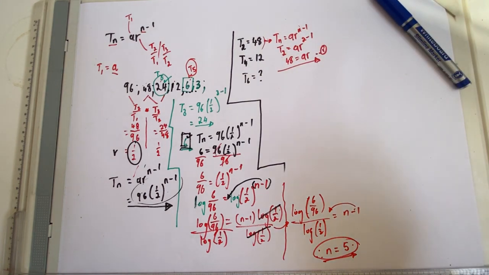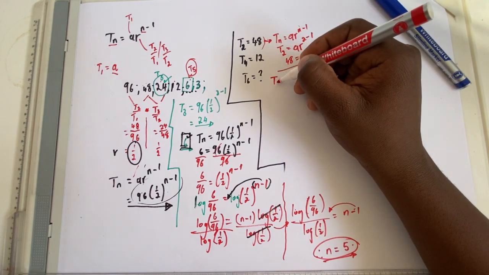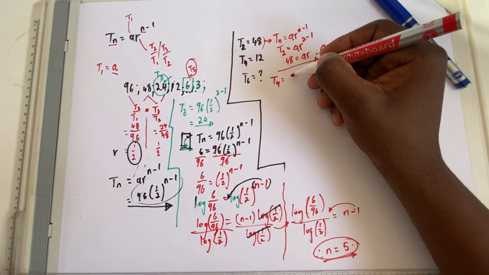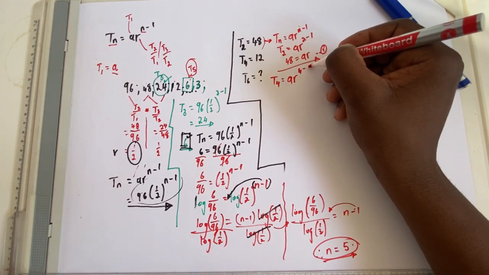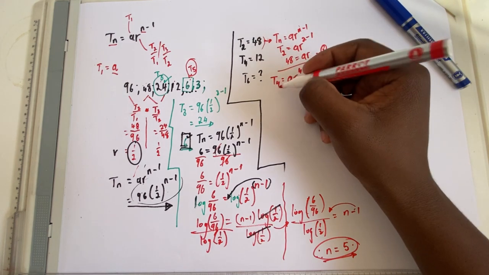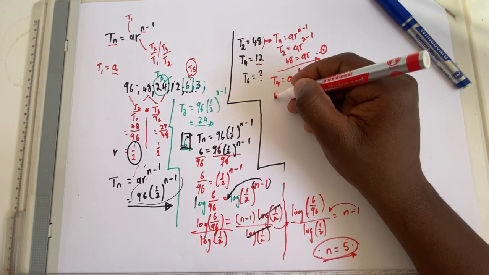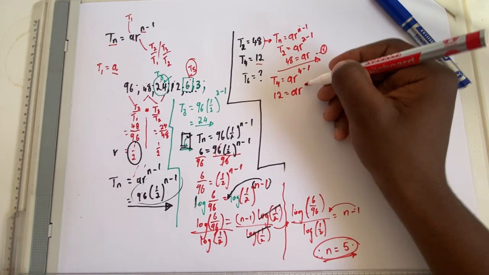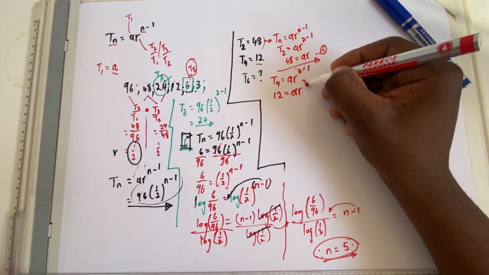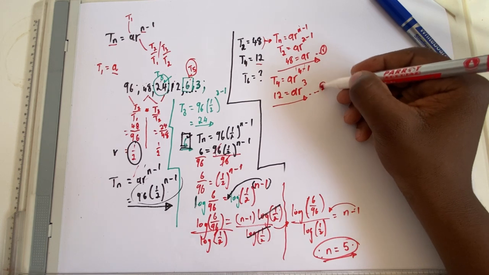How do I make my equation number 2? It's the same thing, but where there is n, I put 4. T4 is going to be Ar^(4-1). Where there is T4, I'm going to put 12. So I'm going to have 12 equated to Ar to the power of 3. So this is going to be my equation number 2.